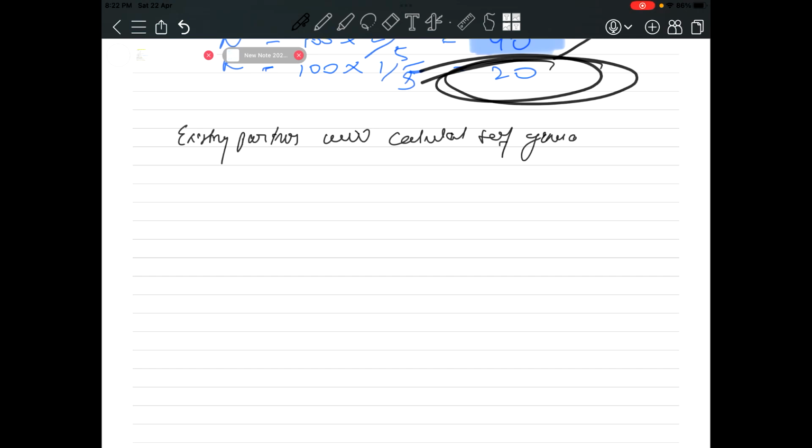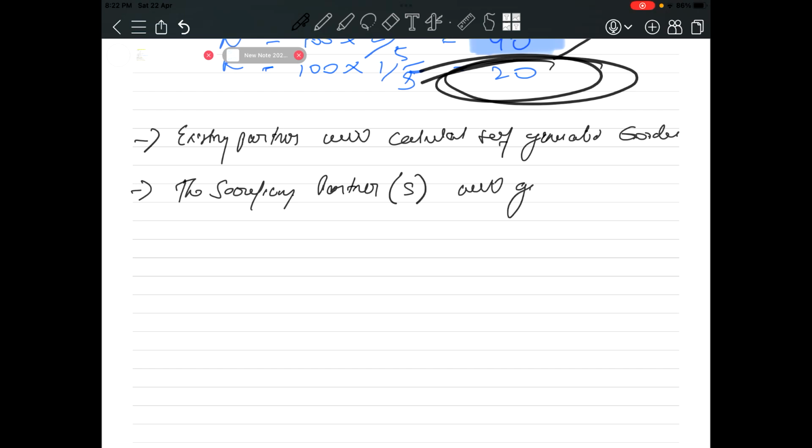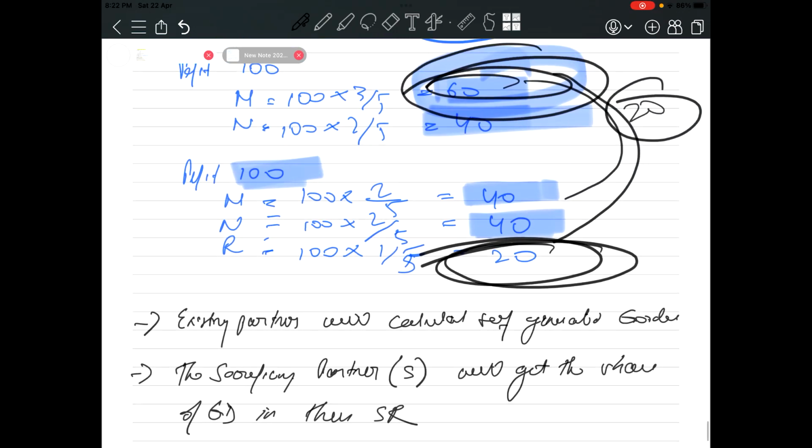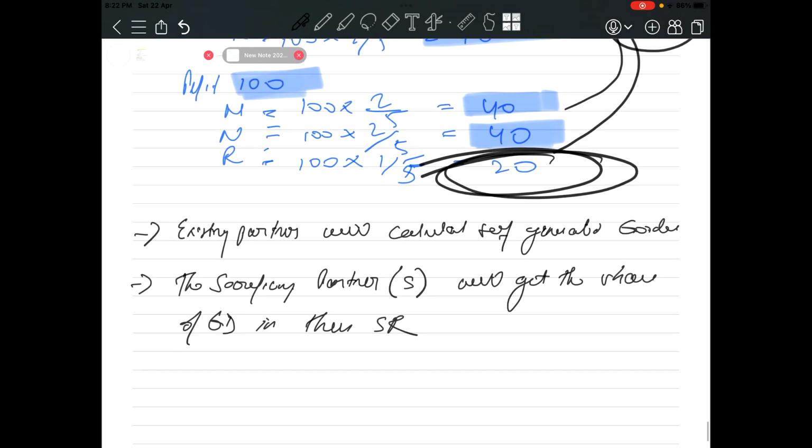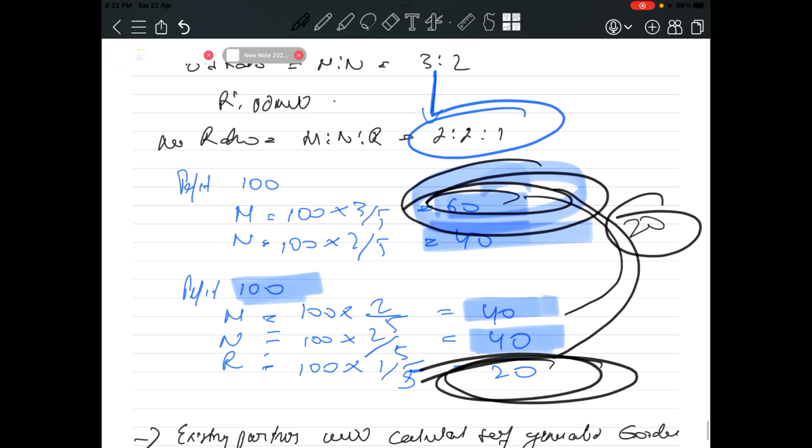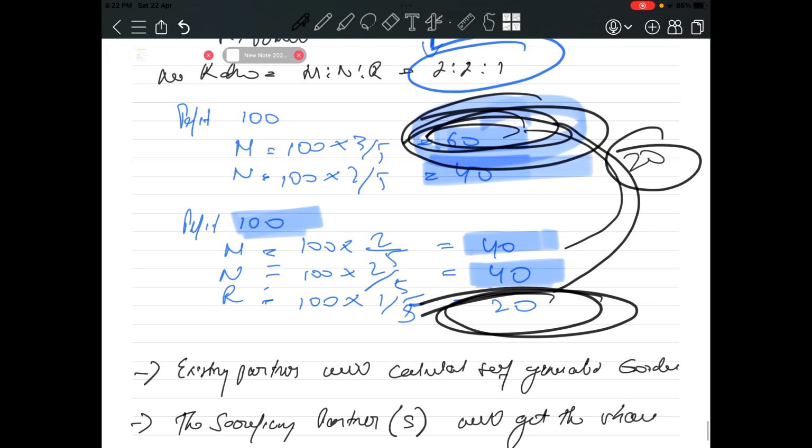The existing partners will calculate self-generated goodwill. And who will get the share of goodwill? The sacrificing partner. The sacrificing partner or partners will get the share of goodwill in their sacrificing ratio. I hope this is absolutely clear. In our example, only M was sacrificing, but there may be cases where both the partners may sacrifice. That can also be the case.